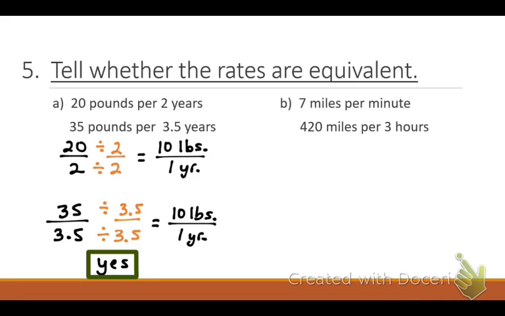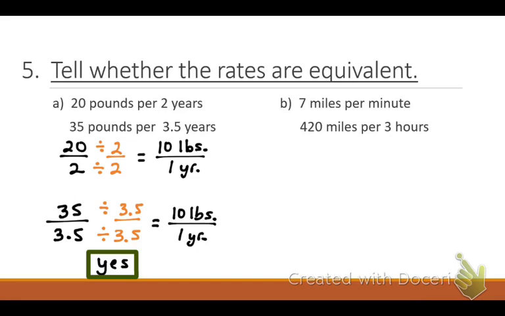Let's go ahead and look at problem B. This is our last problem of today. 7 miles per minute and 420 miles per 3 hours. What looks different about this problem versus problem A? The units are not the same. The first one says miles per minute. The second one says miles per hour. In order to compare, you have to have the same units.